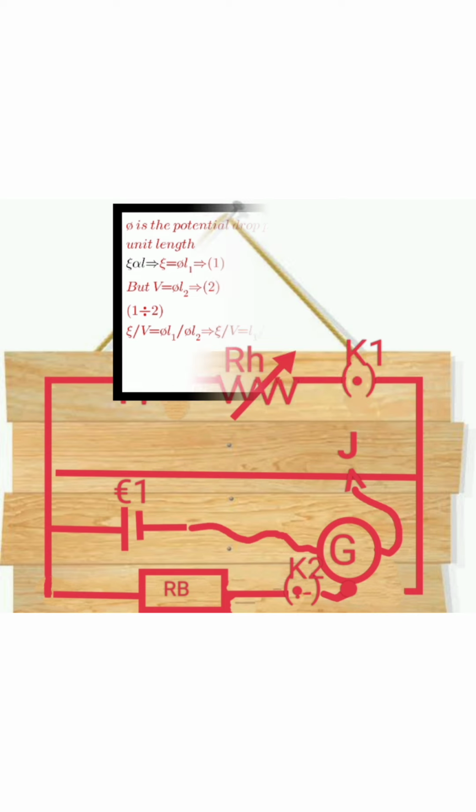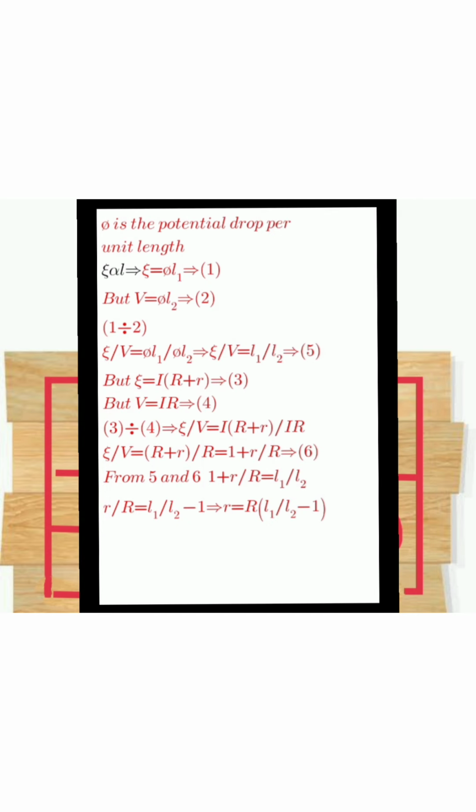The electromotive force epsilon is equal to I into (R plus r), where big R is the resistance of the circuit which is measured from the resistance box, and small r is the internal resistance of the battery. According to Ohm's law, V is equal to IR. Dividing these two equations 3 and 4, epsilon by V is equal to (R plus r) by R. Therefore, (R plus r) by R is equal to L1 by L2. That implies 1 plus r by R is equal to L1 by L2.